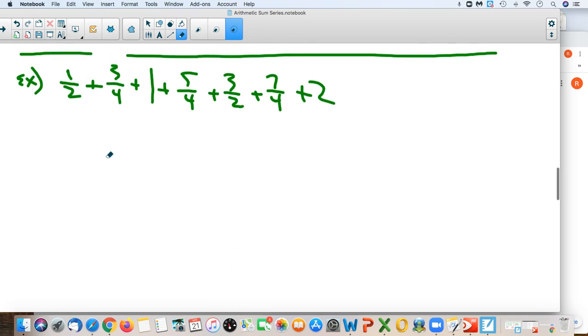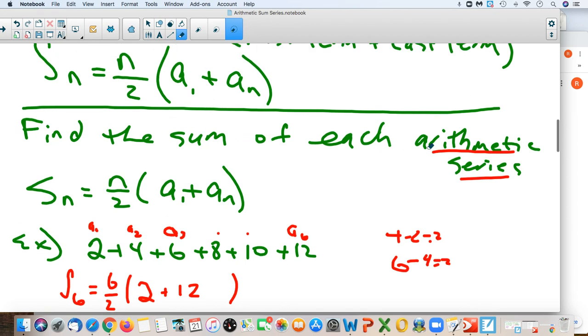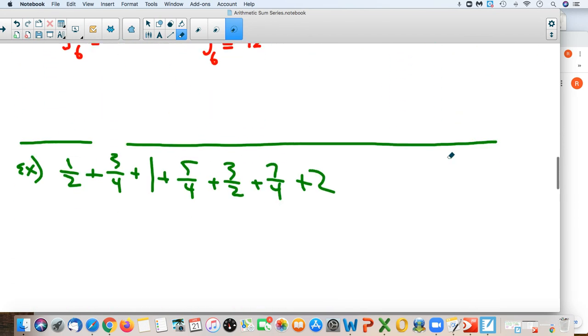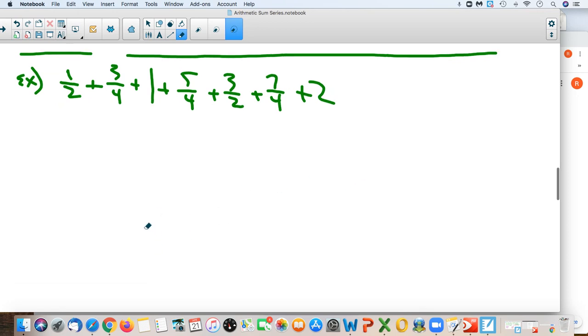All right, let's take a look at this real quickly. What are we going to do? Well, what if I didn't tell you? I know I did tell you up here, find the sum of each arithmetic series. So technically it's an arithmetic series, but let's make believe we didn't know. So let's go through the whole process right now.